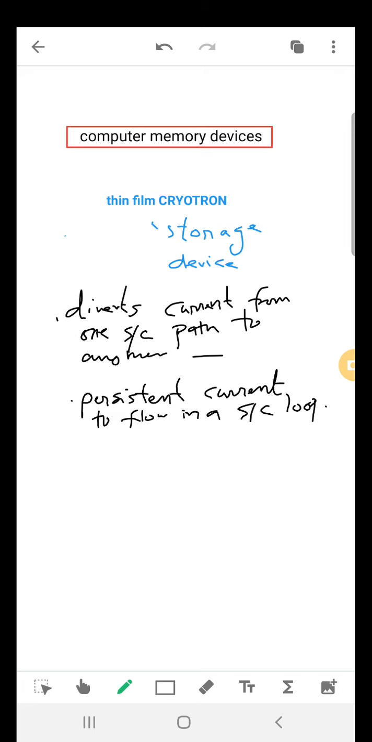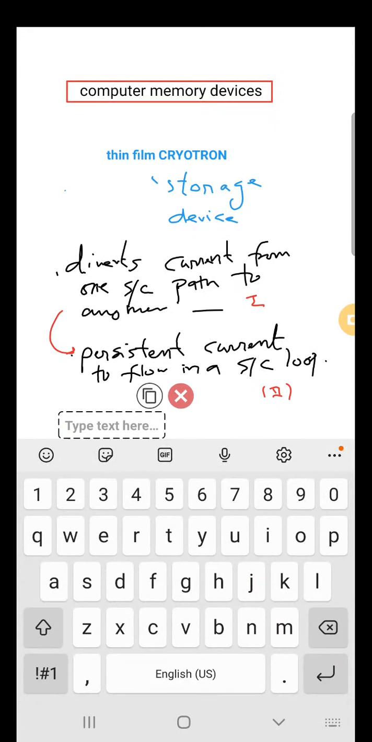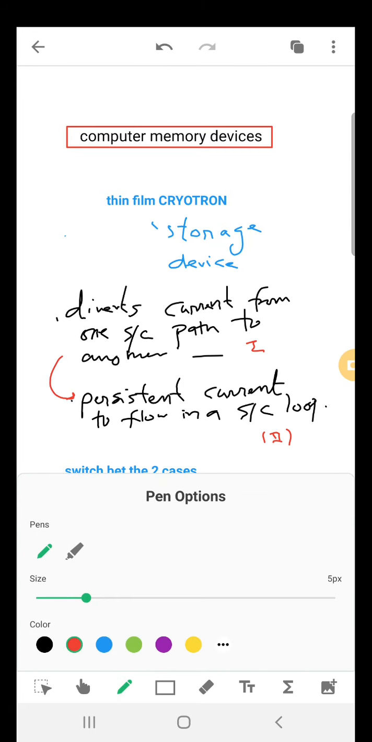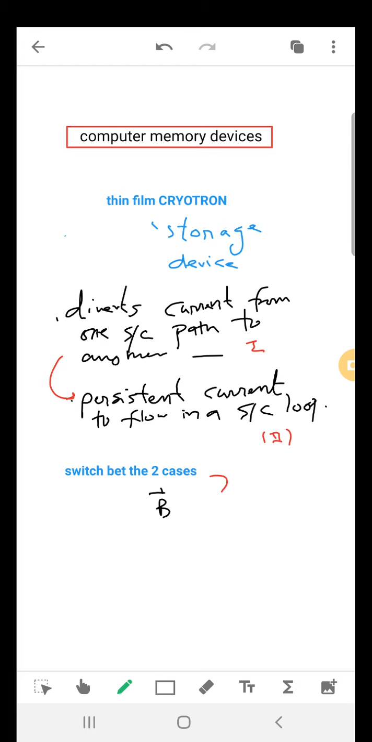These are considered to be two different cases. This is case one, and this is case two, and there is a switching taking place between these two cases. This switching is caused by a magnetic field B, which is from the current.